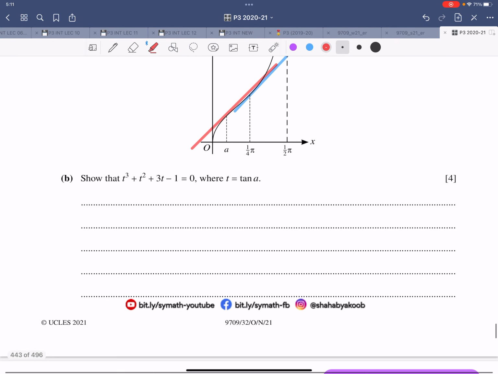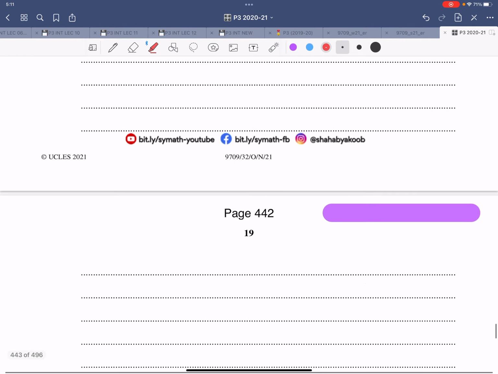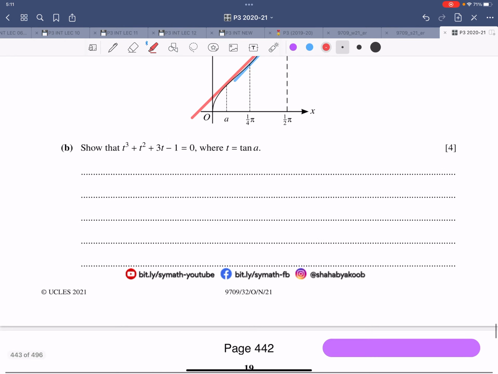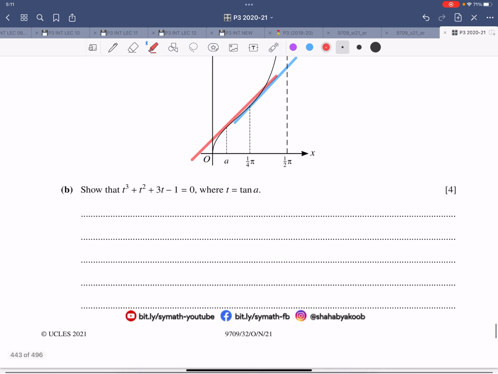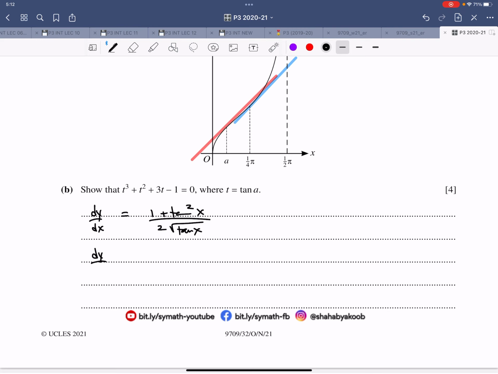Now first thing first, let me look at the space. A lot of space is given. First thing is, we have dy by dx is (1 plus tan square x) over (2 square root tangent x). Let it equal to 1. So (1 plus t square) divided by 2 root t equals 1, where t is tangent a.